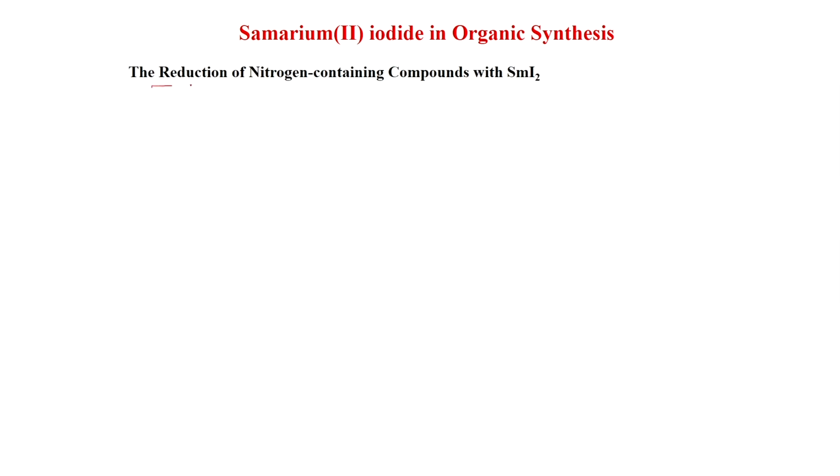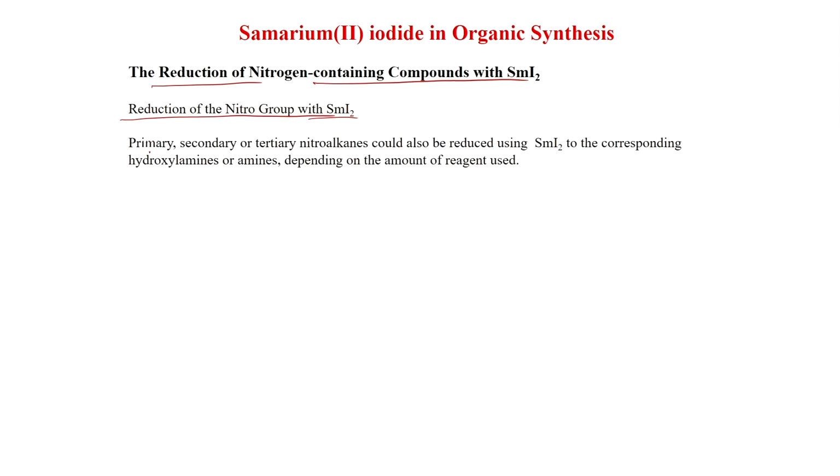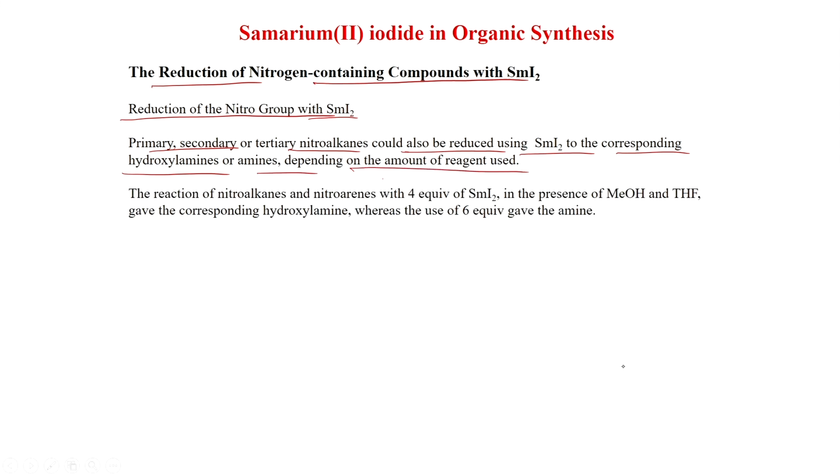Now, we will discuss reduction of nitrogen containing compounds with samarium iodide. We will discuss reduction of the nitro group with samarium iodide. So, we know primary, secondary or tertiary nitroalkanes can also be reduced using samarium iodide to the corresponding hydroxylamines or amines depending on the amount of reagent used. The reaction of nitroalkanes and nitroarenes with 4 equivalent of samarium iodide in the presence of methanol and THF gave the corresponding hydroxylamine, whereas the use of 6 equivalent gave the amine.